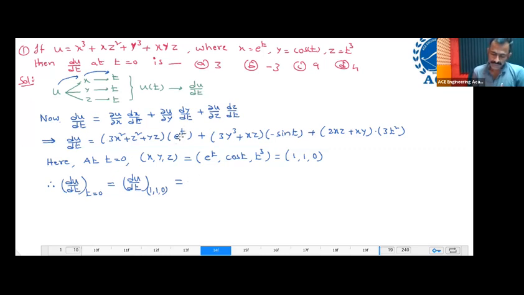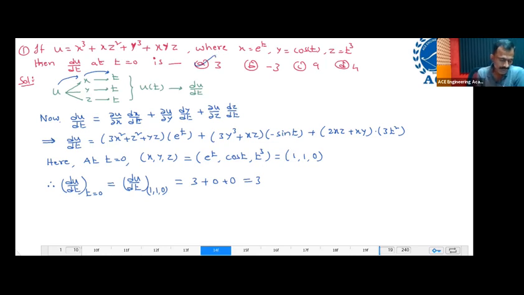E power 0 is 1, z is 0, 0, 3 into 1 is 3, 3 plus next sine 0 is 0, t equals 0, 0, 0 plus 0 equals 3. That is the answer. Right? Like this, we can find the total derivative.